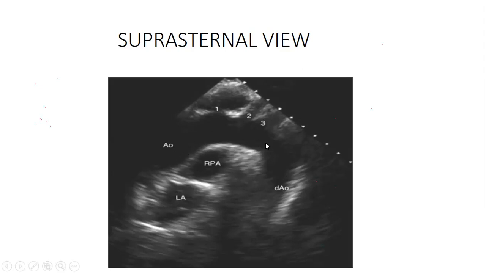Okay, it comes like that, and then it comes like that. This is the right pulmonary artery. This is the left atrium. So when you do your suprasternal view, this is what you get. This is what you get. Nicely.